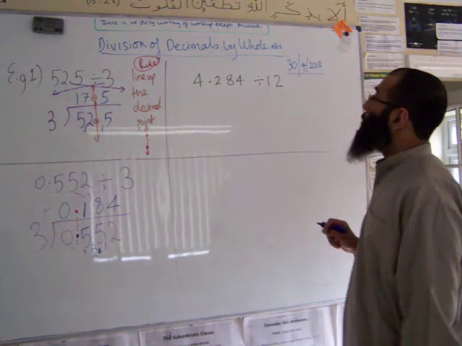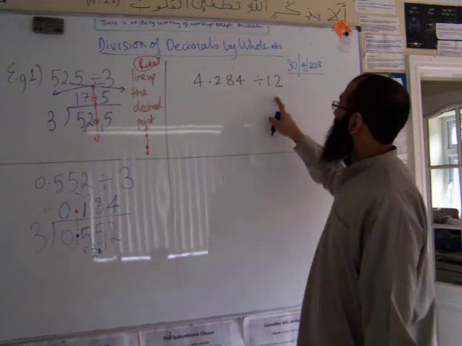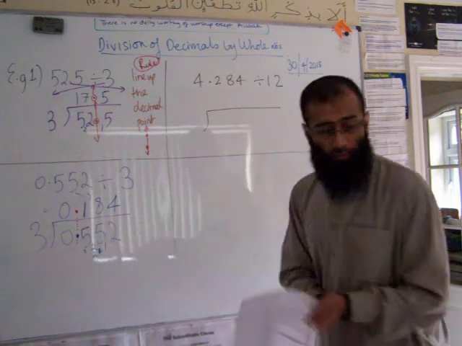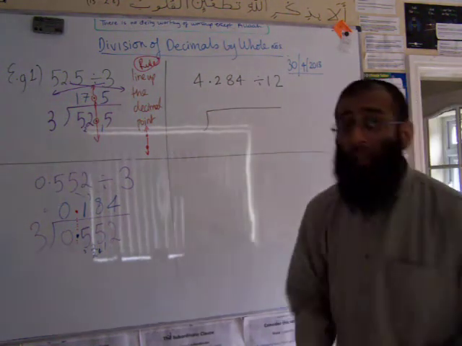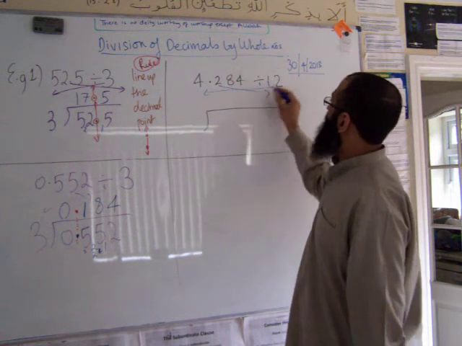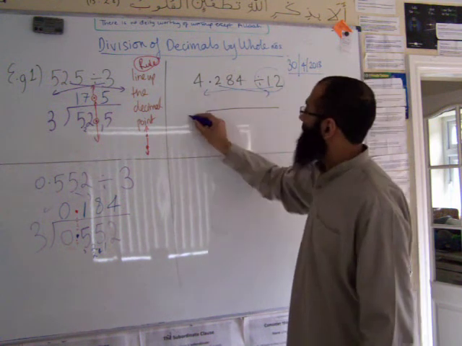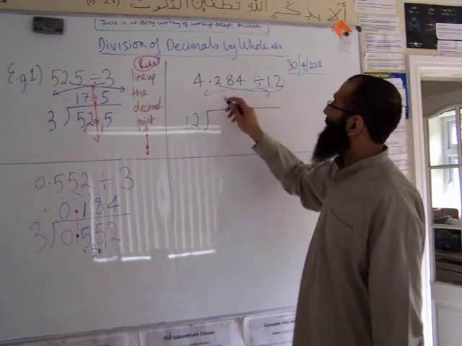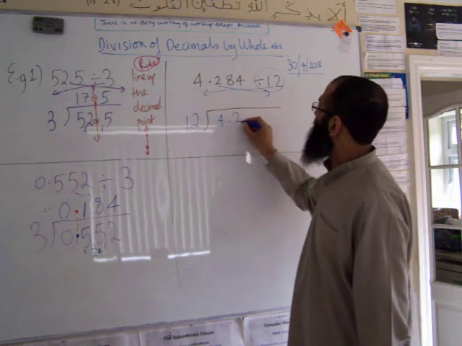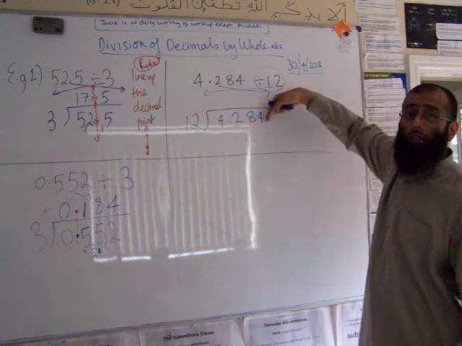We have 4.284 and we're going to divide it by 12. Okay, so the same thing goes again. Let's set up the bus stop. So we ask ourselves, which number goes first? The number that we're dividing by always goes first, or I always say second number goes first. And then the first number, this number here, will go second, in the second position. Second number goes at the front, first number goes at the back.